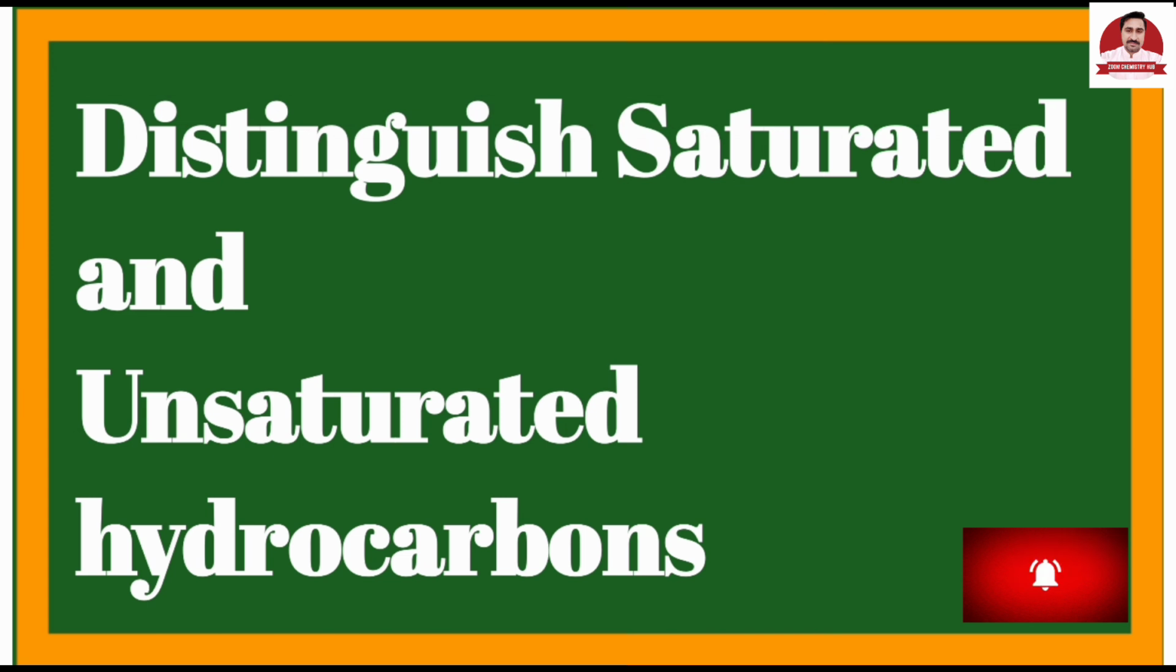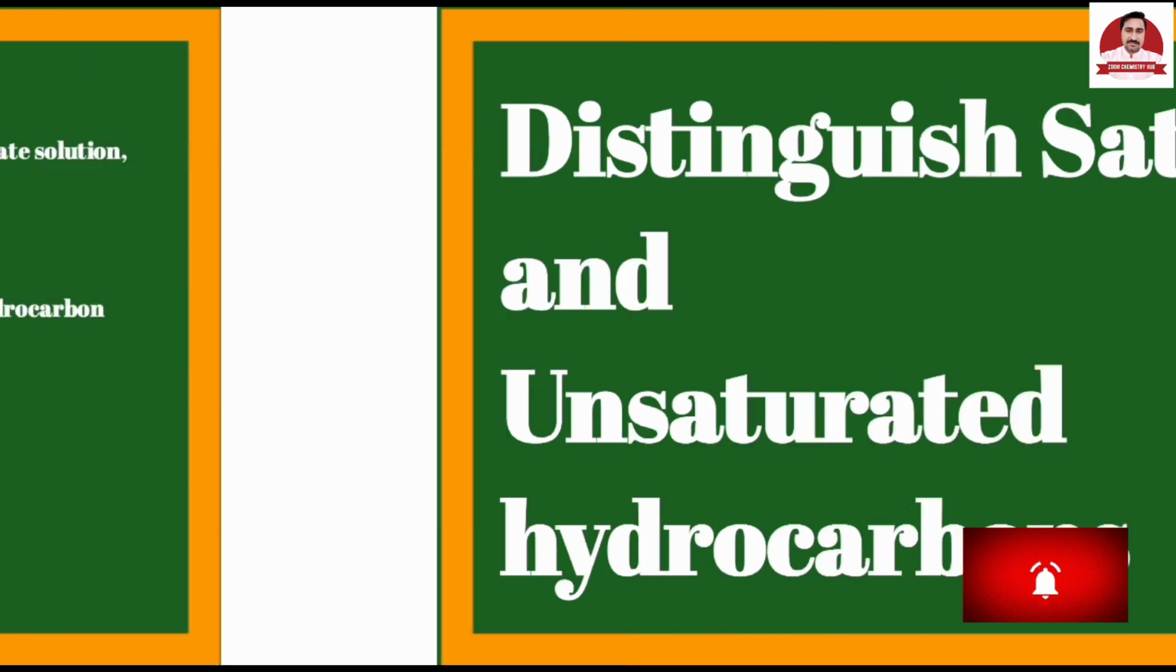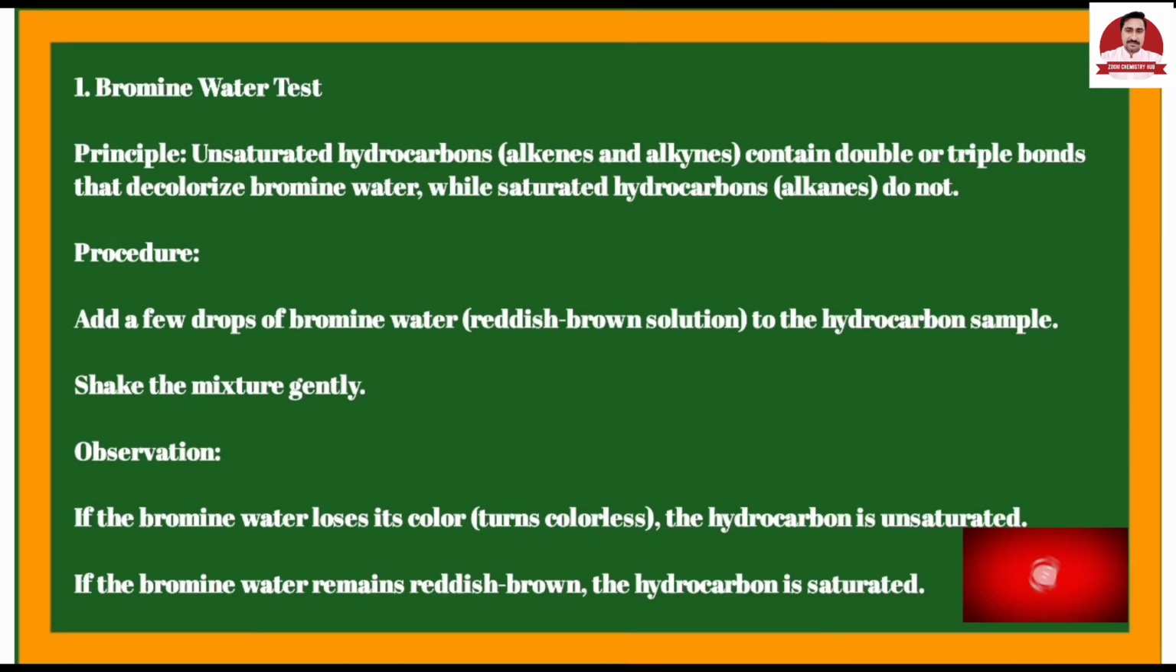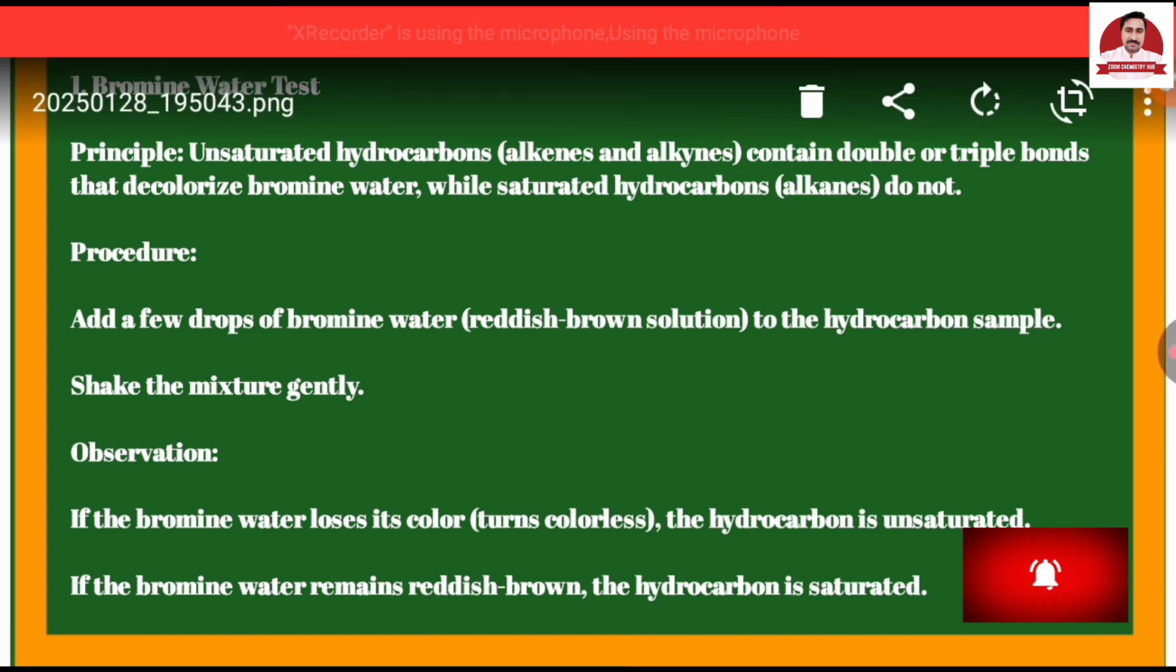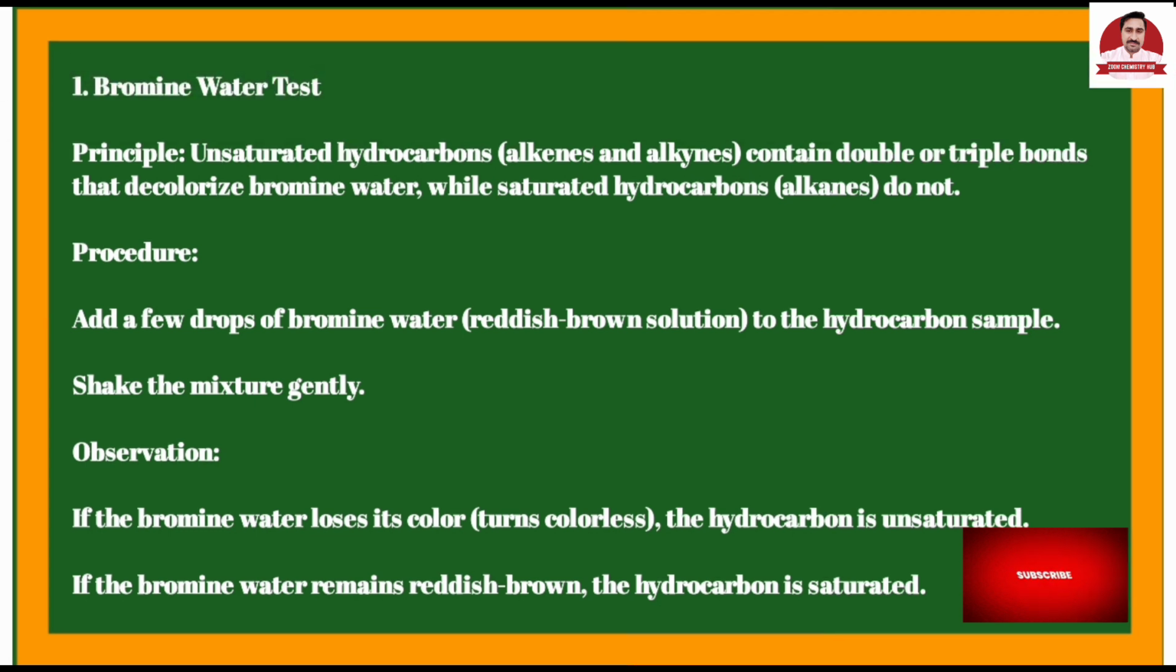Today with another interesting and fascinating video, we will learn and discuss how we can distinguish saturated and unsaturated hydrocarbons. So let's start. We can differentiate saturated and unsaturated hydrocarbons by a test known as the bromine water test. It is also known as bromination. Its basic principle is that this test is used to distinguish unsaturated and saturated hydrocarbons.